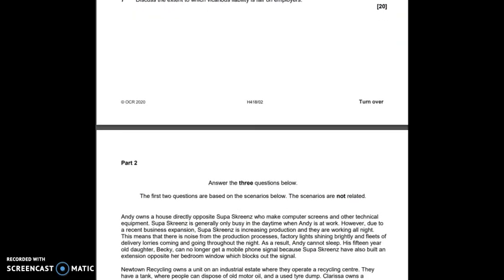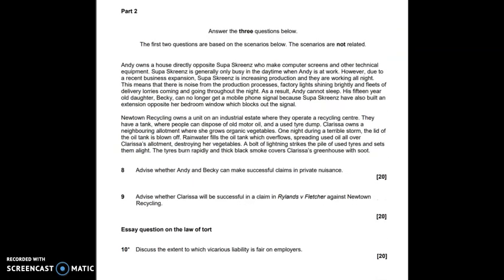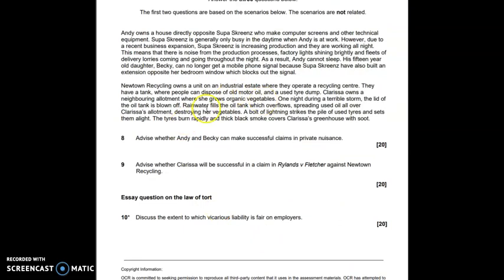Let's take a look at the part 2 option. With part 2, again, you've got your scenarios here, but this time you're being asked on the law on private nuisance and the law in Rylands and Fletcher. And the essay question, you'll notice, is the same. You're being asked about vicarious liability. So you would choose either part 1 or part 2. Depending on whether you're more confident on negligence and occupier's liability or private nuisance and Rylands and Fletcher, that would be the decider for you on those larger questions.